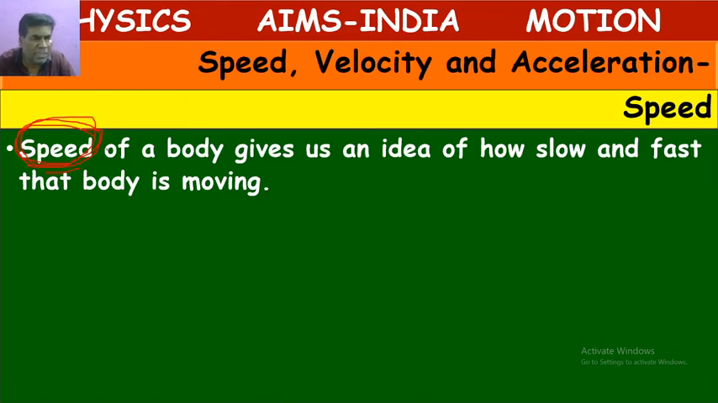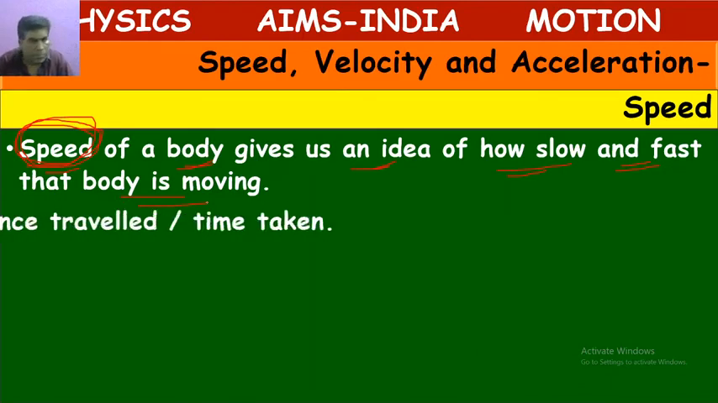Here speed means, for any body, it gives an idea about how slow or how fast the body is moving. So when we are moving on a bike or on any vehicle or on foot, how fast we are going, how slow we are going, that idea will be given by the word speed.